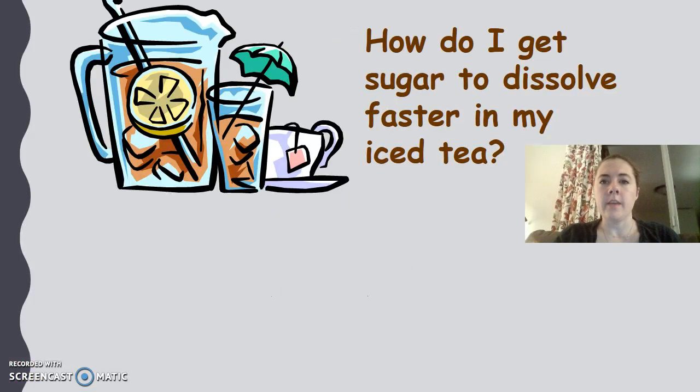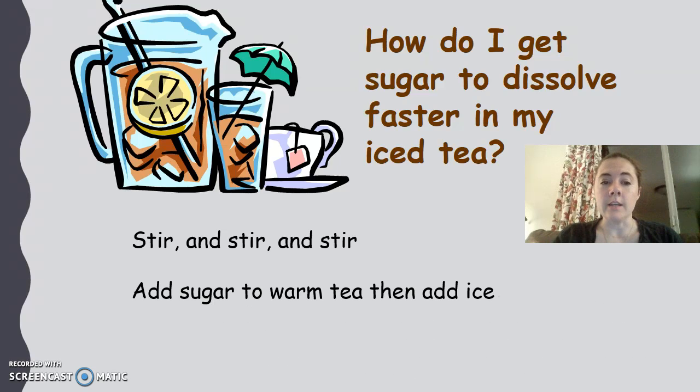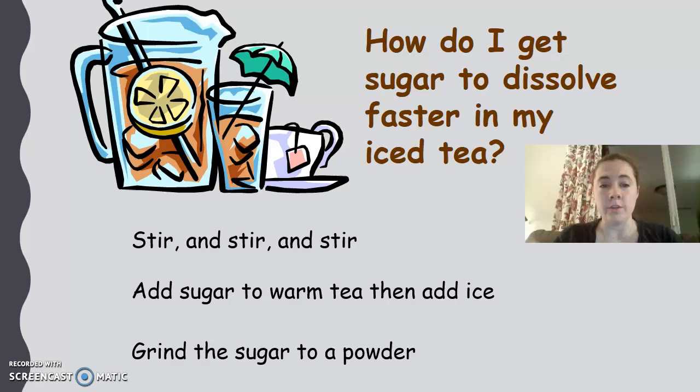So let's first ask the age-old question, how do I get sugar to dissolve in my iced tea a little bit faster? There are 3 ways that you can do this to increase the rate that sugar dissolves in your tea. First, you can stir, and then stir some more. Second, you can add sugar to your warm tea and then add ice. Or third, you can grind the sugar to a powder and then add the sugar to your tea.